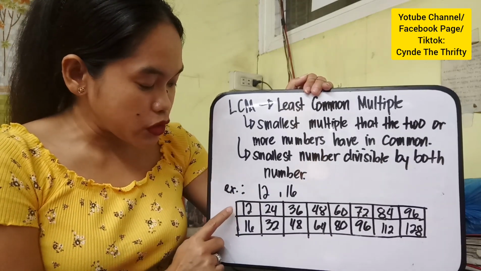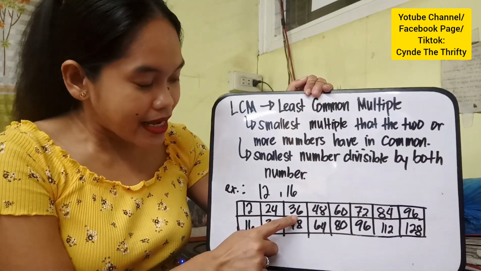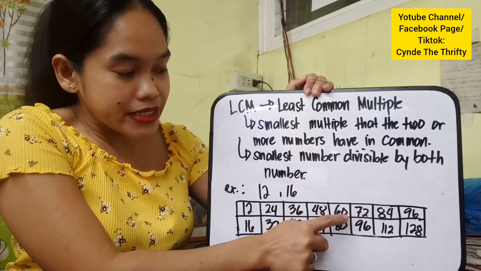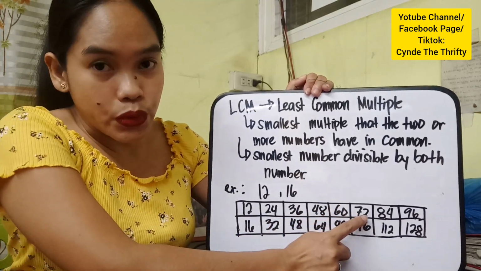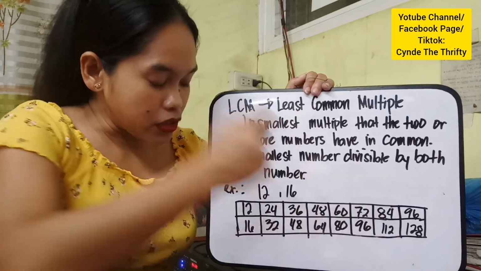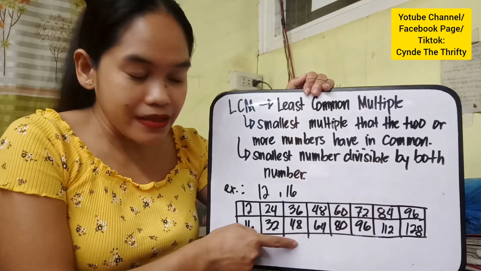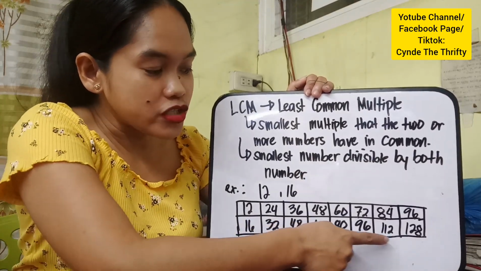Si 12: 12 times 1 equals 12, 12 times 2 equals 24, times 3 equals 36, times 4 equals 48, times 5 equals 60, times 6 equals 72, times 7 equals 84, and times 8 equals 96. So, ito yung mga multiple ni 12. Ito naman yung multiple ni 16. So, 16 times 2, 32, 48, 64, 80, 96, 112, 128.